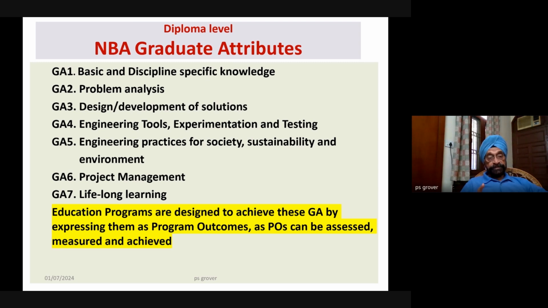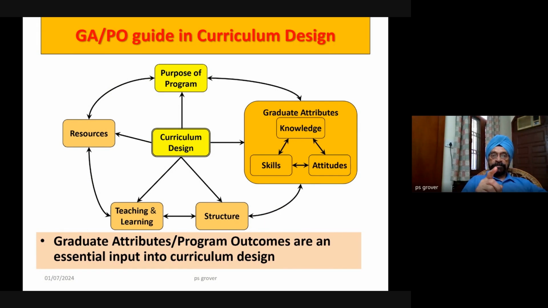Now, these graduate attributes are, we see here, basic knowledge and specific knowledge. What does it mean? Problem analysis. Let us expand them, let us express what is expected out of them. So we have program outcomes designed from graduate attributes. I'll just give you quickly how it is done. So we say curriculum design will be carried out from graduate attributes, where there is knowledge, skill, and attitude. Then the teaching-learning methods and resources for the purpose of the program. So these will help us to prepare the curriculum.